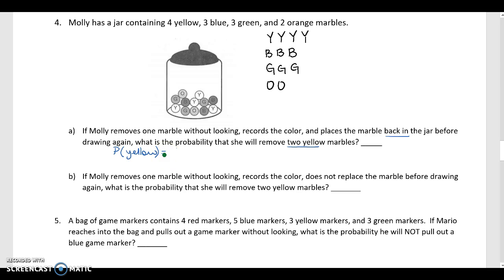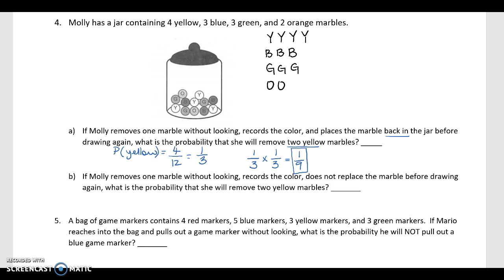So the probability of a yellow marble is 4 out of 12 marbles. 4 over 12 can be simplified. If you divide by 4, 1 over 3. Now, if we put it back in, then it doesn't change, so I can use this probability twice. So 1 over 3, and again, it's a compound event, times 1 over 3. 1 times 1 is 1, 3 times 3 is 9. So 1 over 9 is going to be our answer here.